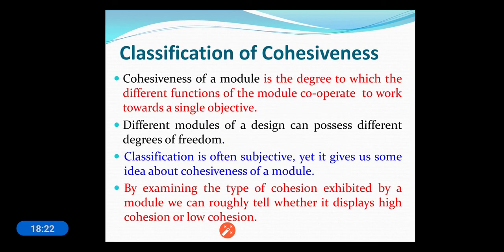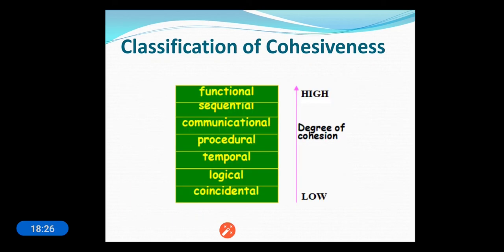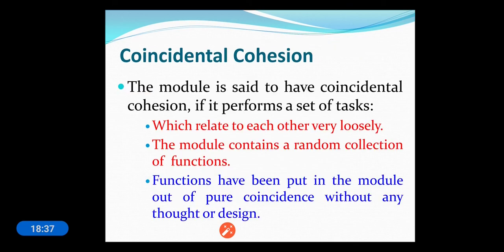So just by understanding the type of cohesion, we can tell what is the degree of cohesion in that module. Now let us see what these various classifications of cohesion mean. First, let us start with coincidental cohesion.